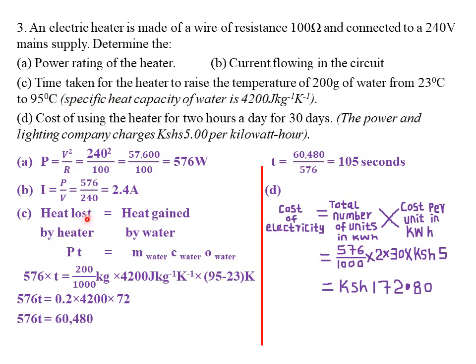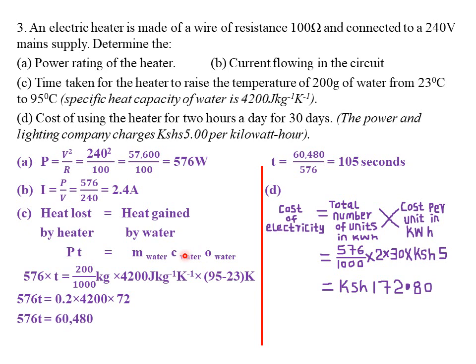So for the heat lost by the heater, we are given the power rating of that heater, which we computed in part A as 576 watts. Then we also have the time. Sorry, we want to determine that time, so the time is our unknown in this case. Then heat gained by water is given by mc theta, that is mass of the water, multiplied by specific heat capacity of water, times the change in temperature of water.